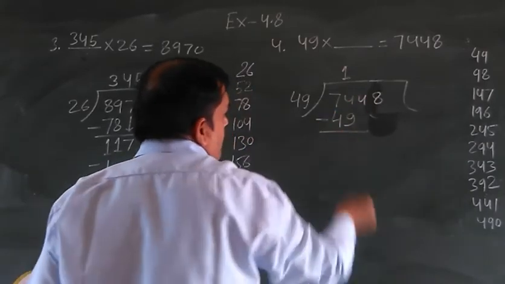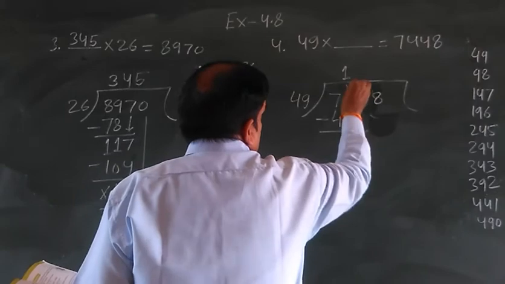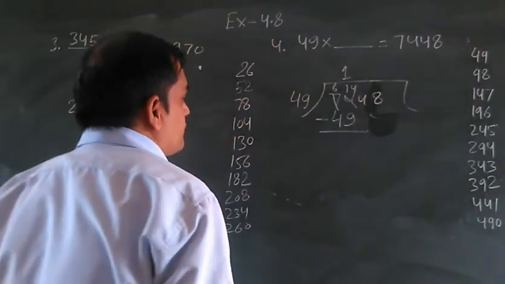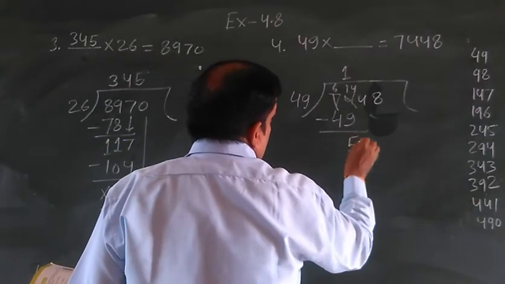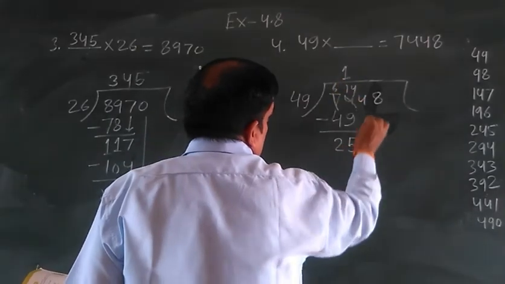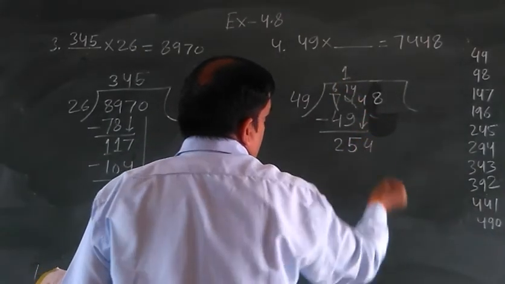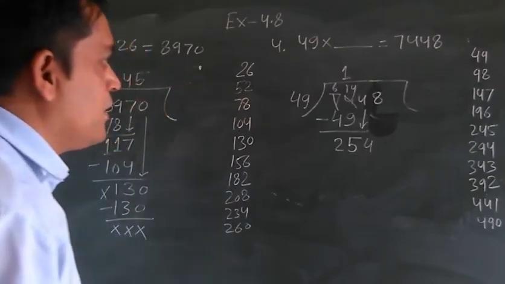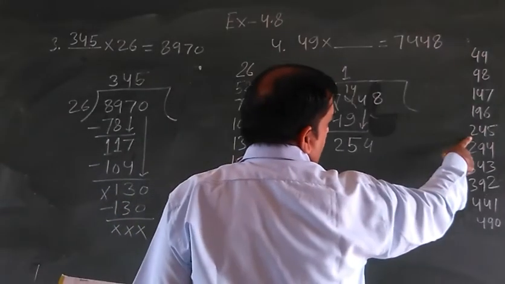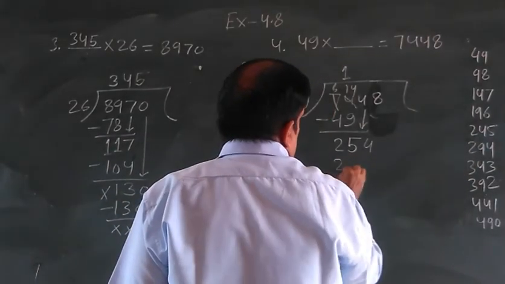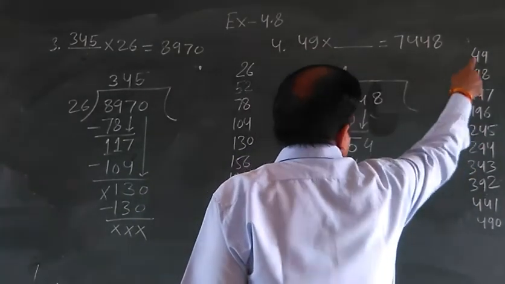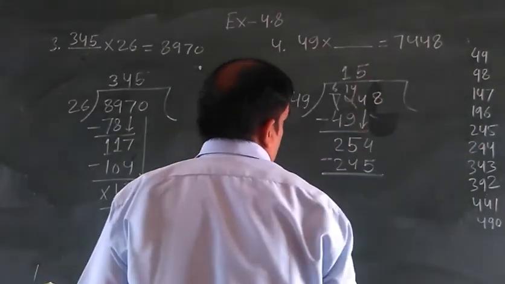49. 4 is not subtracted from 9, so we take the carry. It is 14 and it is 6. So 14 minus 9, we get 5. And 6 minus 4 we get 2. And the 4 is brought down. So you see here 254. In 254 you see here 245. 245, subtract, how many times? 1, 2, 3, 4, 5.